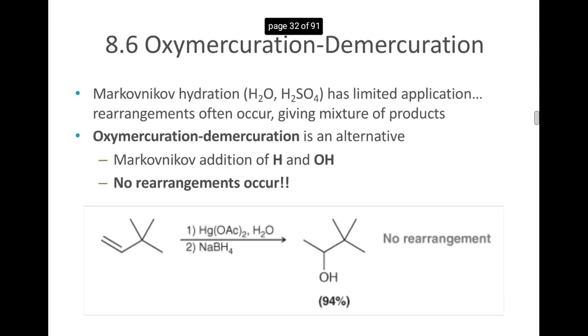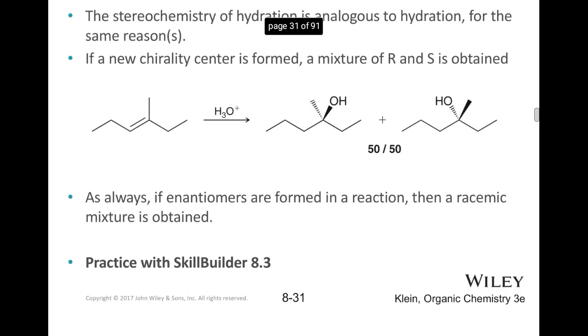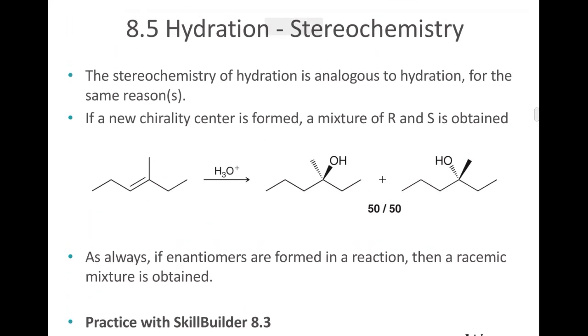All right, and that takes us to section 8.6, which we haven't looked at yet, and that basically covers what we need to know before getting into the rest of the chapter.